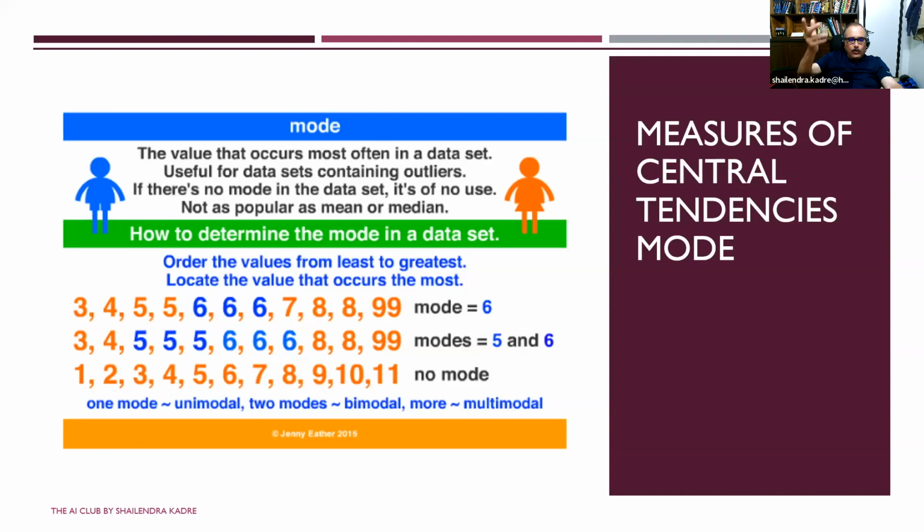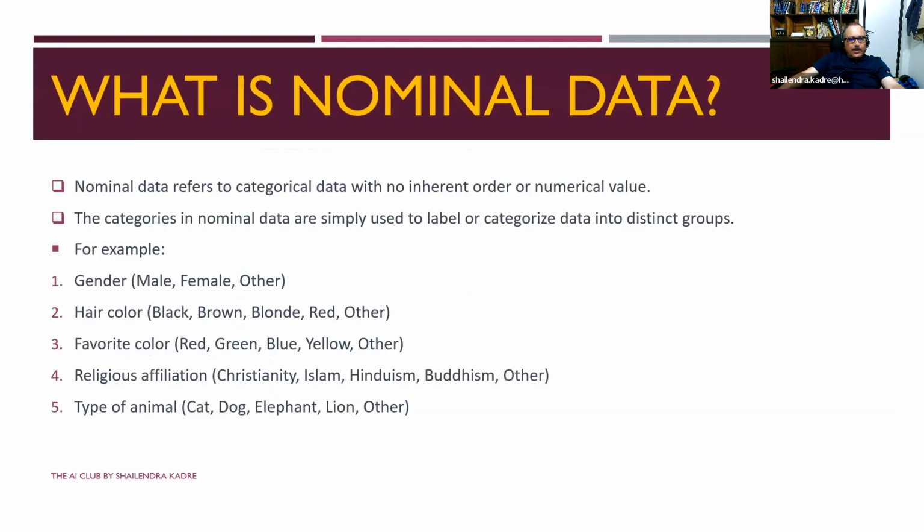So there can be 2 modes, 3 modes, 5 modes, any number of modes, or there can be a single mode. The highest frequency is always going to be the mode. But if multiple numbers or multiple things are repeated the same number of times, then there will be multiple modes. Okay.